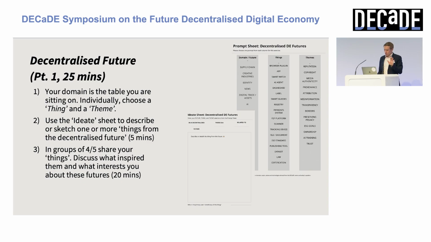Same thing again. You're going to work first individually to pick which words you want to work on, pick some words and ideate, think about a thing from a decentralized future. It might be something that you've already given thought to. It could be something completely new. And then I think the numbers should be okay. Maybe on the larger tables, you might want to split the table in half, but we'll see how you go. I think we've got lots of time.